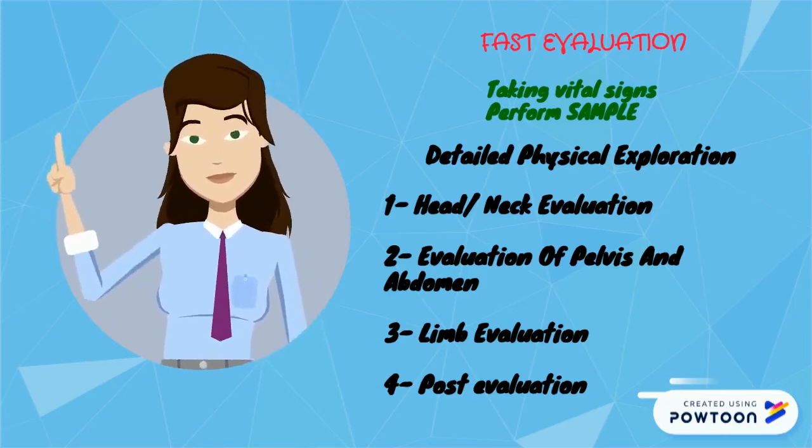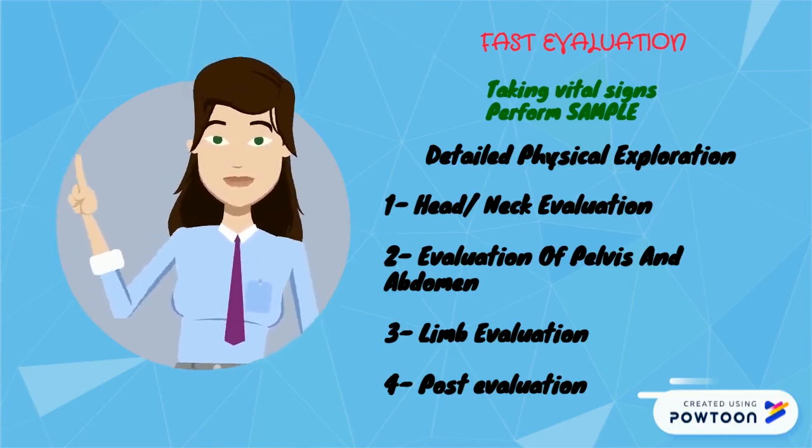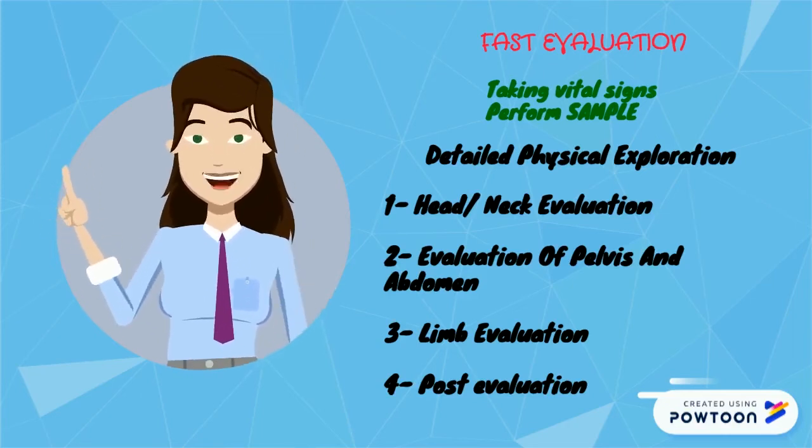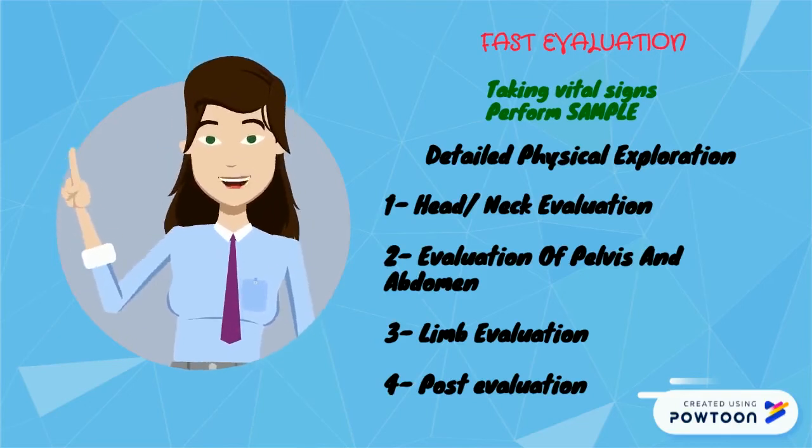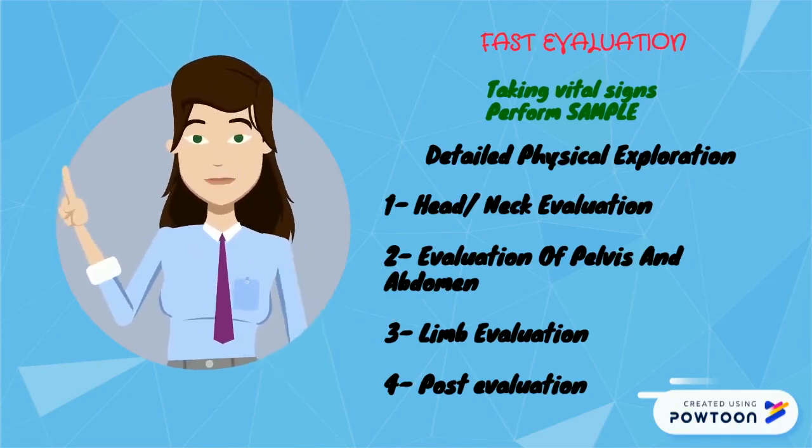Number 2. Evaluation of the pelvis and abdomen. You need to evaluate if there is any fracture or if the abdomen is unstable. Number 3. Limb evaluation. After you have determined the important points, you go to the head, the legs, and the arms. Number 4. Post-evaluation.